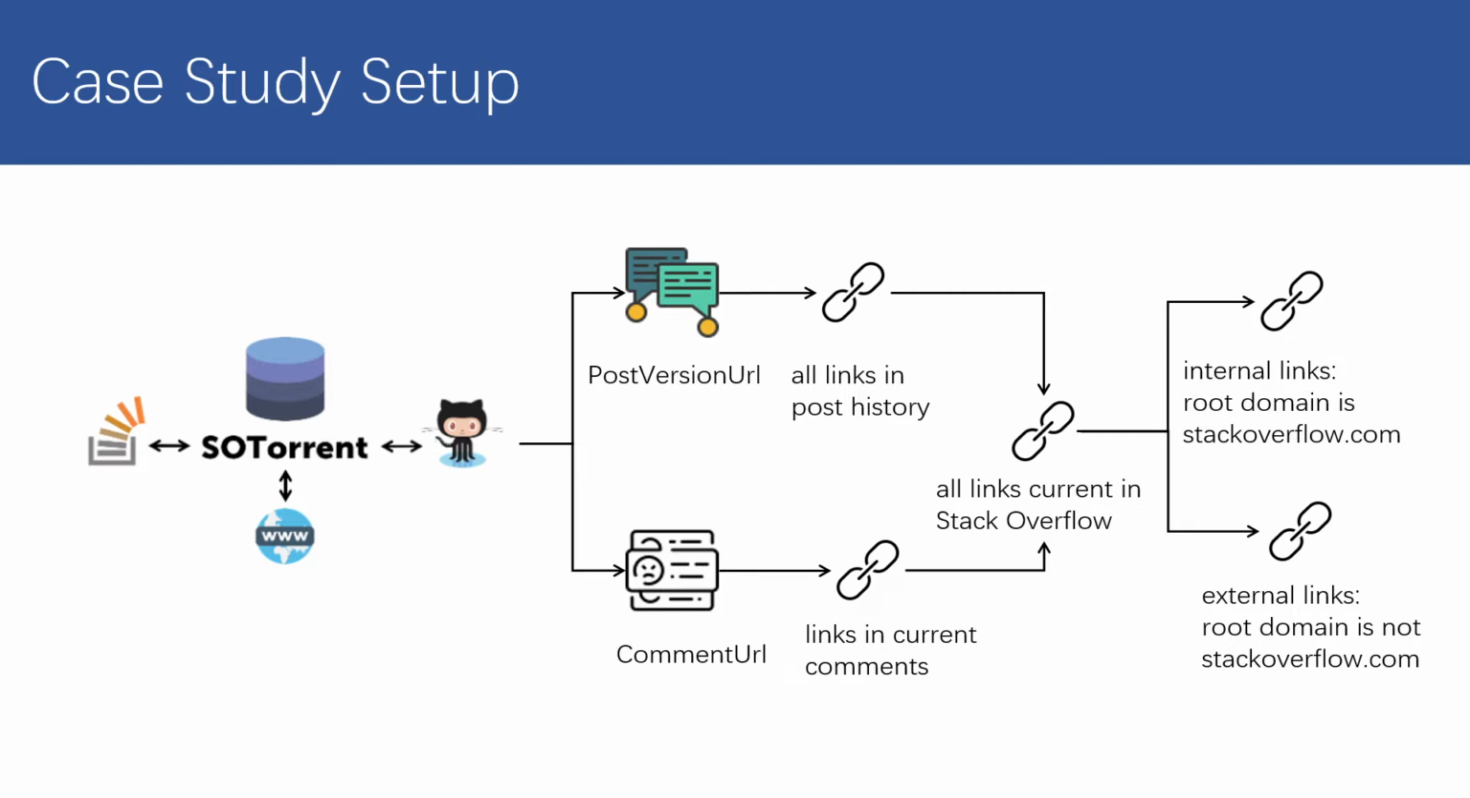The SO-torrent dataset is based on the official Stack Overflow data dump and extracts all links in all versions of Stack Overflow posts and the links currently in Stack Overflow comments. We extract the links that are currently present in Stack Overflow posts and comments as the experiment object. We consider the links with different URLs as different links. After we extract links from Stack Overflow posts and comments, we determine whether a link is an external link or an internal link using its root domain. If the root domain of a link is Stack Overflow, the link is an internal link. Otherwise, the link is an external link.